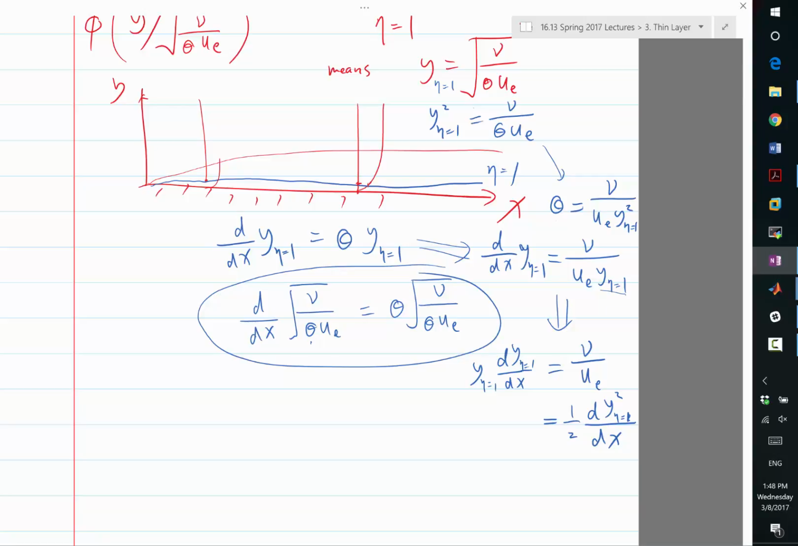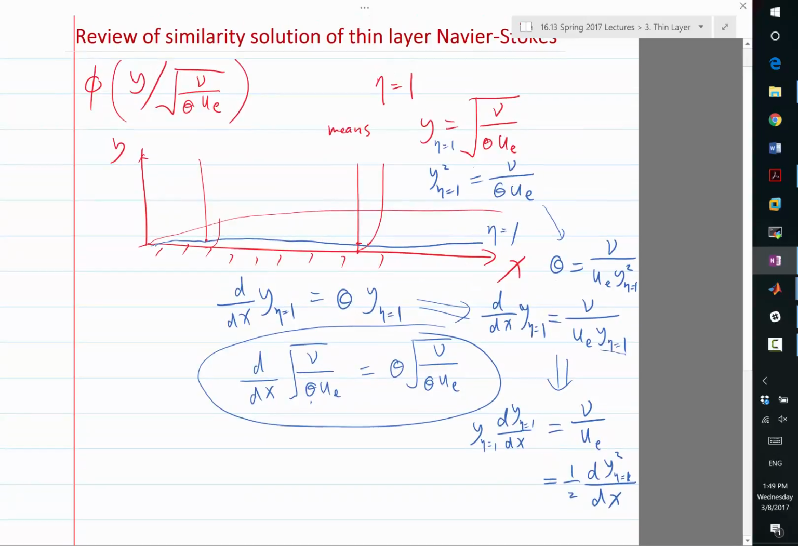Agreed? So that y at eta equal to 1, squared, which means the square of this blue line is going to grow linearly as a function of x. The slope of the square of this line is constant. So that's what gives us, just from the dimensionality analysis, how a similarity solution, in the case of the Blasius equation, would grow as a boundary layer in x.